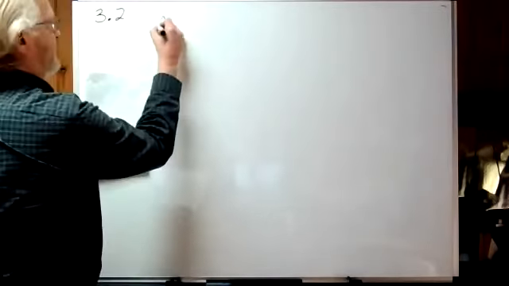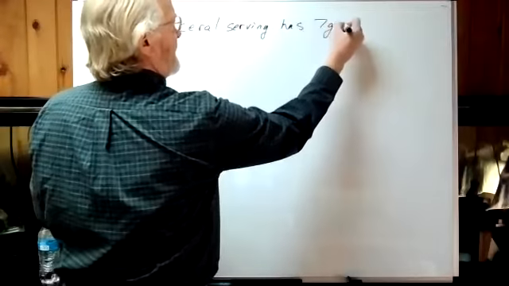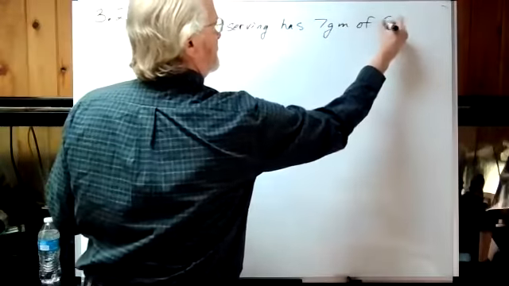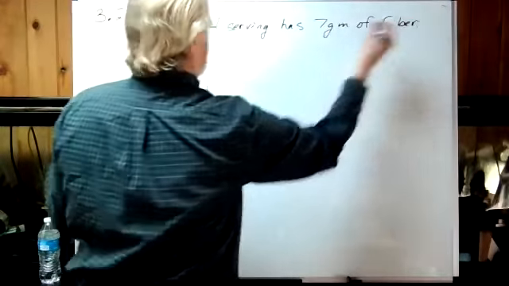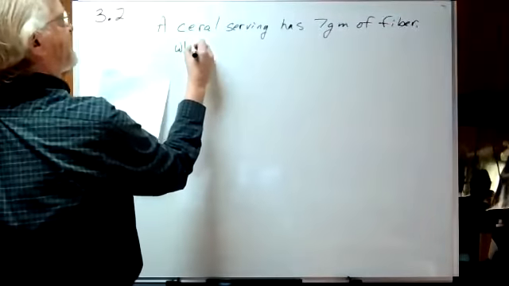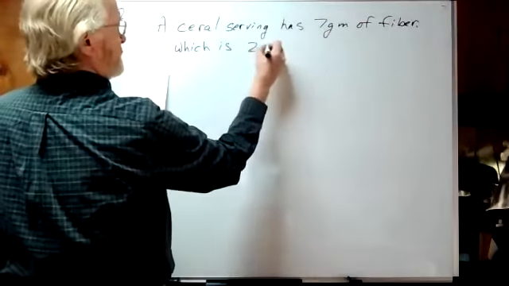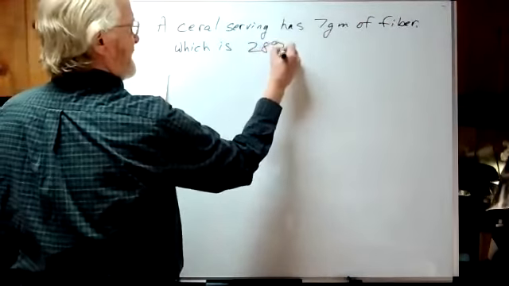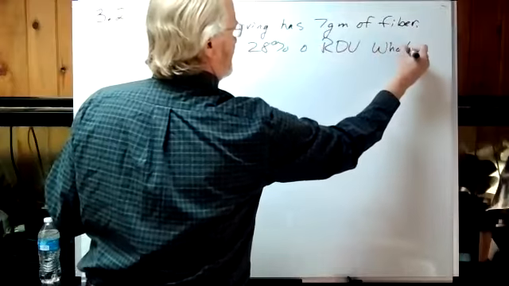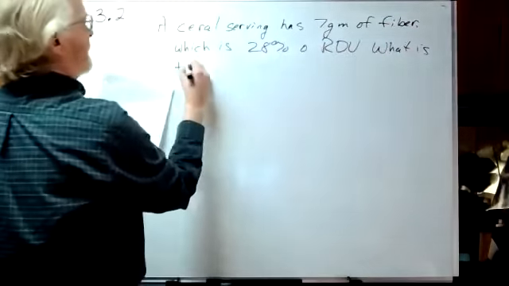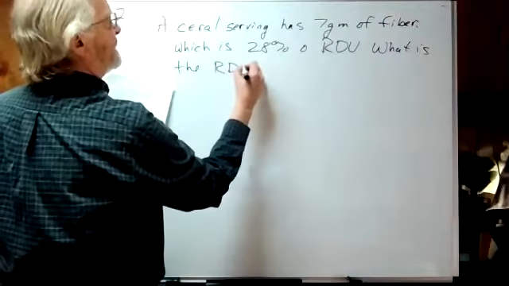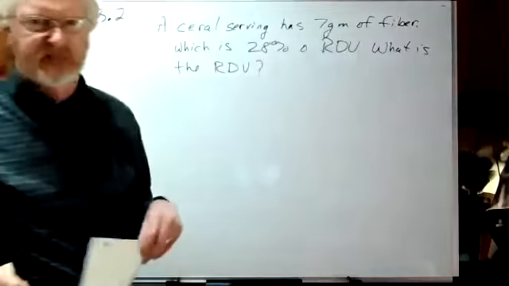A cereal serving has 7 grams of fiber, which is 28% of, what is it, the recommended daily value. What is the recommended daily value? You allow me that abbreviation there.